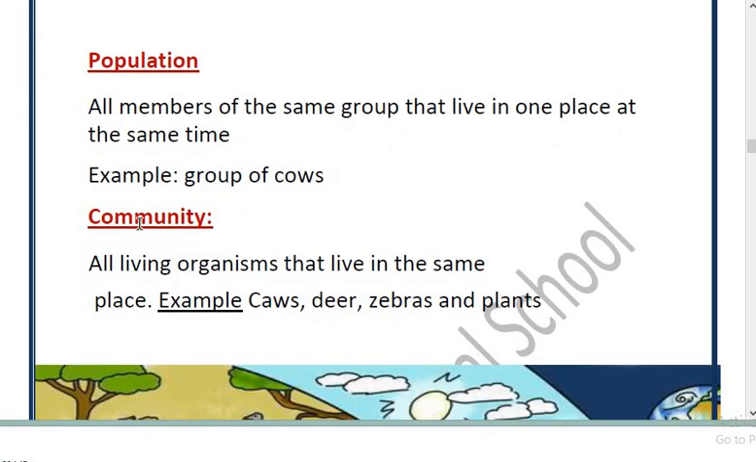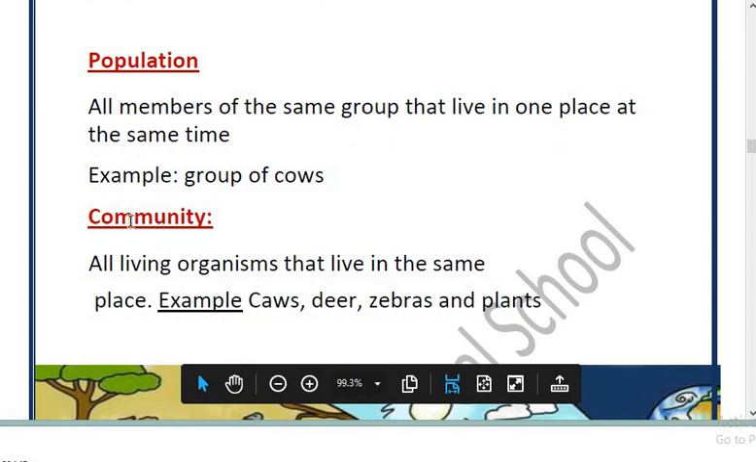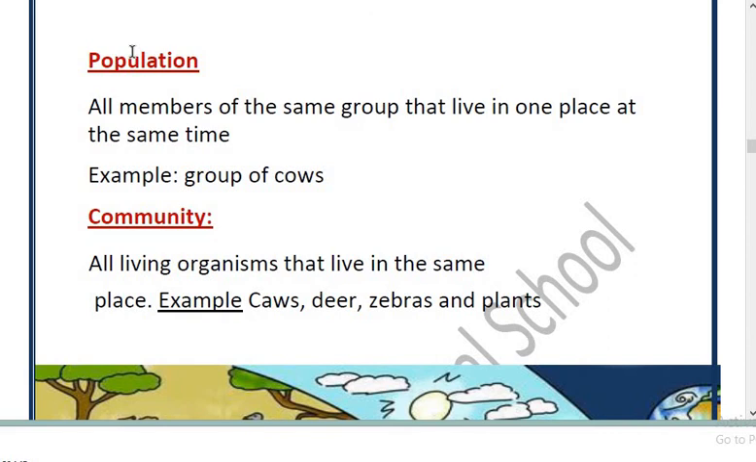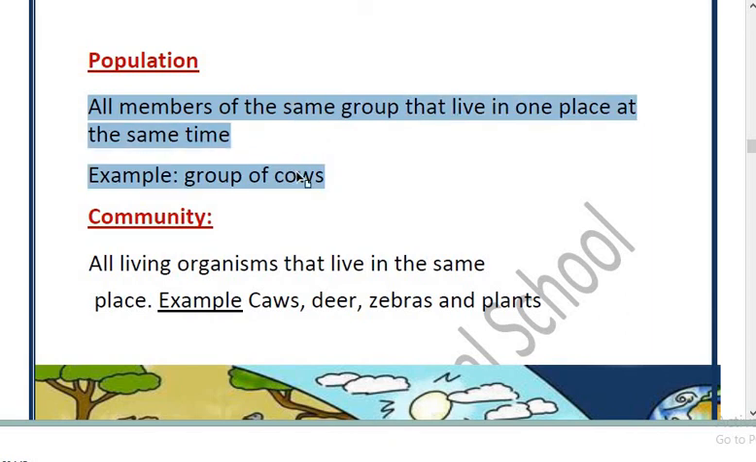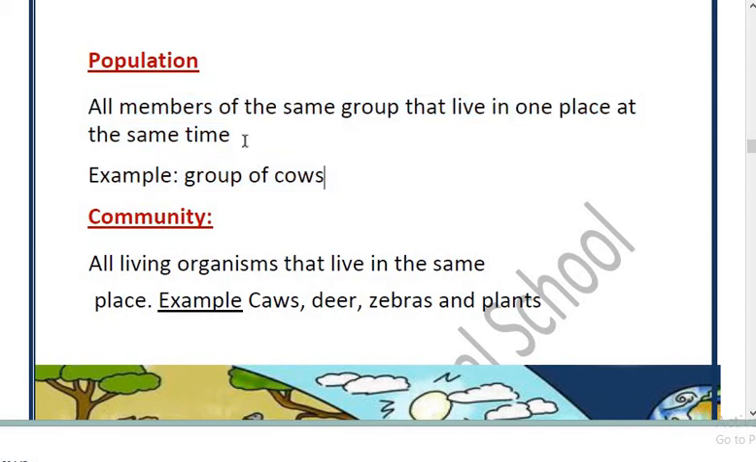And then we have the last two definitions or keywords in this lesson. We have population and community. Population is when we have all members of the same group that live in one place at the same time. So when we have a group of cows, a group of monkeys, a group of dolphins, they are a group of the same animals living in the same place at the same time, so they are called population.